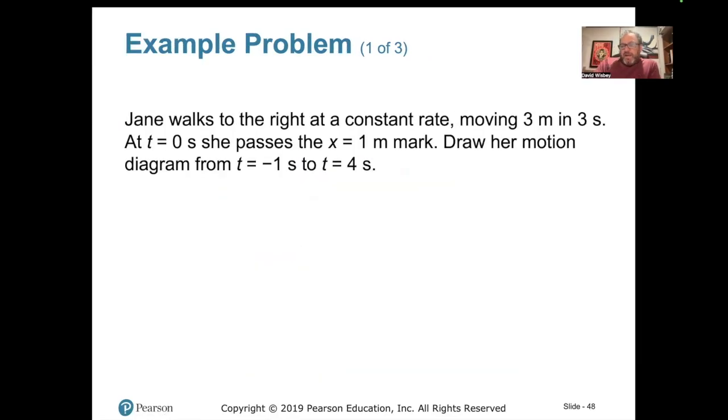Jane walks to the right at a constant rate, moving 3 meters in 3 seconds. At t equals 0, she passes the x equals 1 mark. Draw her motion diagram for t equals -1 to 4 seconds, where she went. Okay. Jane walks to the right at a constant rate, moving 3 meters in 3 seconds.